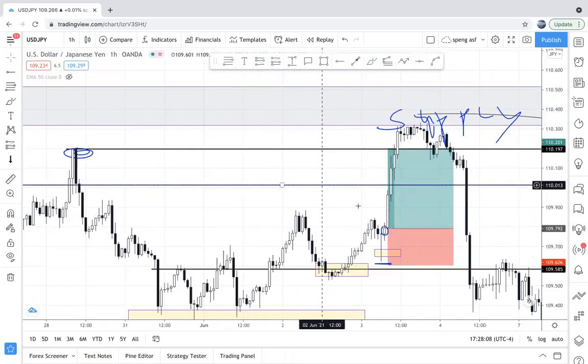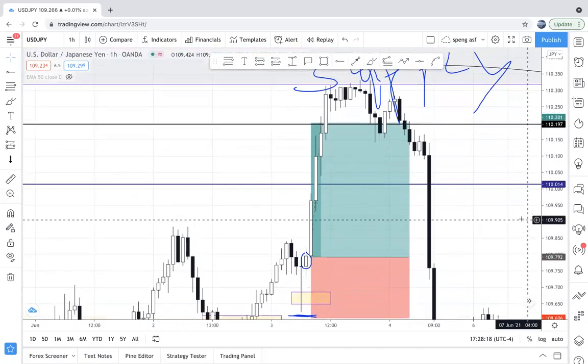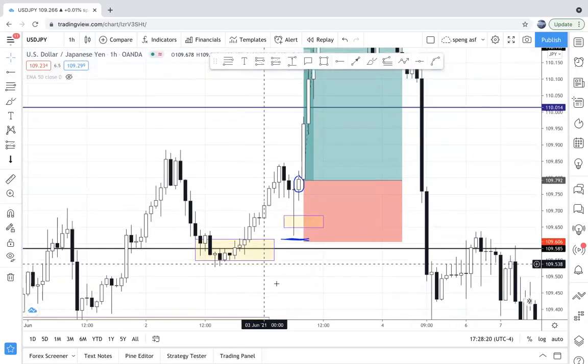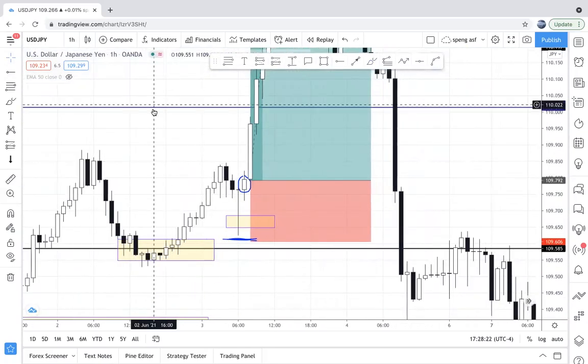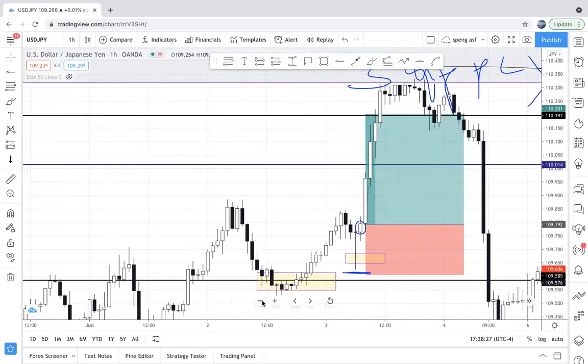And this all happened in 3 hours. After 3 hours, my take profit got hit with literally no retracement. The market just kept ripping straight to my take profit. I mean, it was amazing. And that's how I trade.